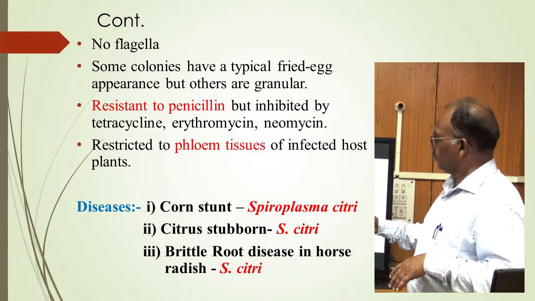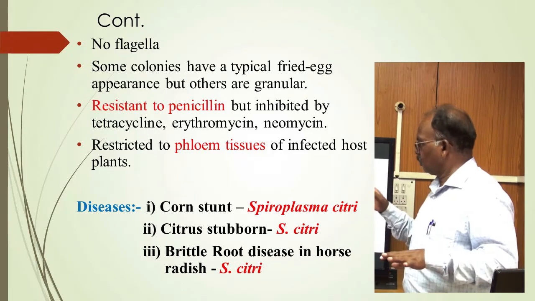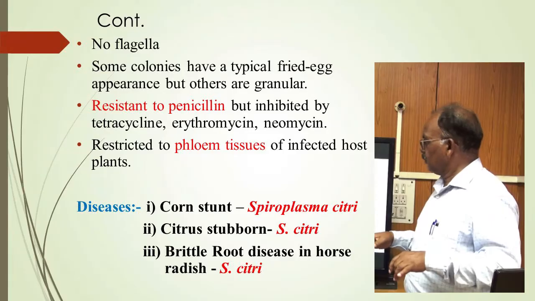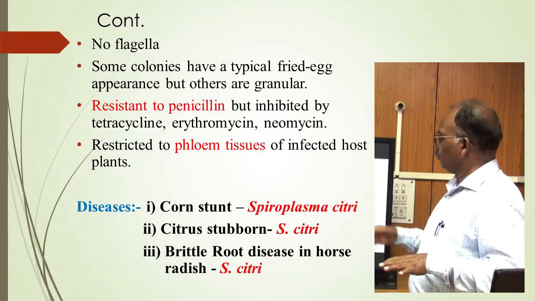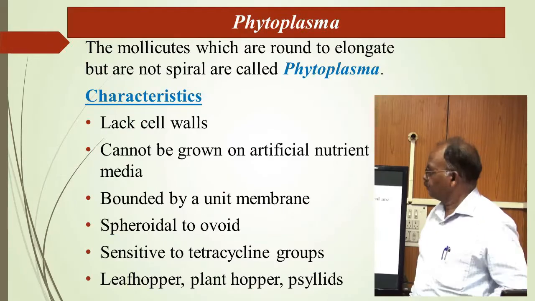There are some important diseases which are caused by Spiroplasma, such as corn stunt, citrus stubborn, and brittle root disease in horseradish. All these diseases are caused by Spiroplasma citri.